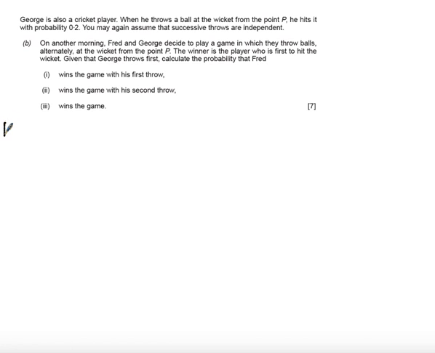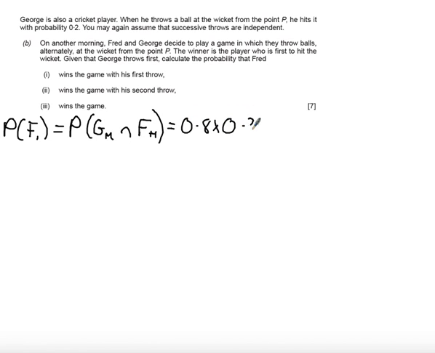So I'm going to use probability F1 to indicate probability Fred wins on first throw. This has got to be, in order for this to work, the probability that George misses and the probability that Fred hits. Now, given that George misses and Fred hits is independent, probability that George misses is 0.8, and we're going to multiply that by the probability that Fred hits, which is 0.3, which is 0.24.